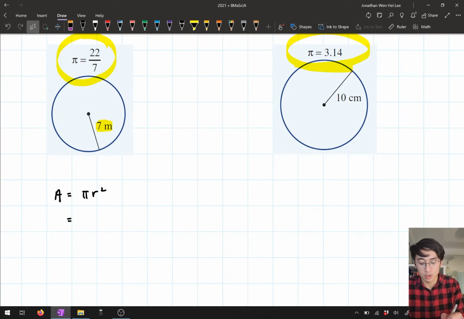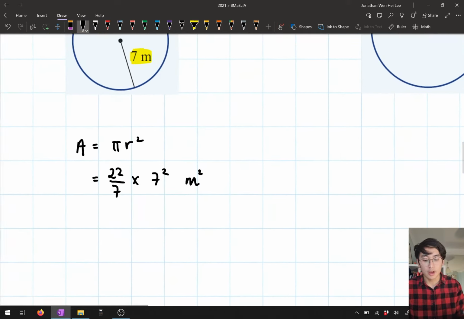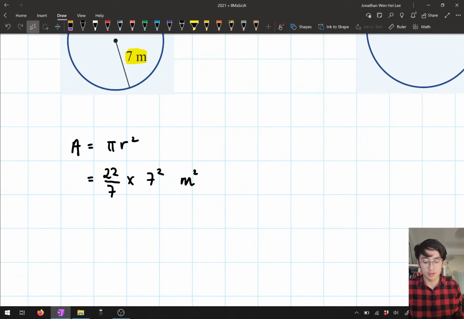Now they've also told me that pi is 22/7, so I'm going to write down 22/7 times 7 squared. And just like we did before, we're finding the area. So here the measurement is in meters, so the answer is going to be in meters squared because it's an area. Okay, so I've got 22/7 times 7 squared. If you're not sure how to calculate this, there's a few ways that you can do this. You can chuck this straight into a calculator. But another trick that I can use here is, I notice that there's a 7 here, and I've got 7 squared, so I can just cancel one of these out. And so I've got 7 times 22, which I believe gives me 154 meters squared.